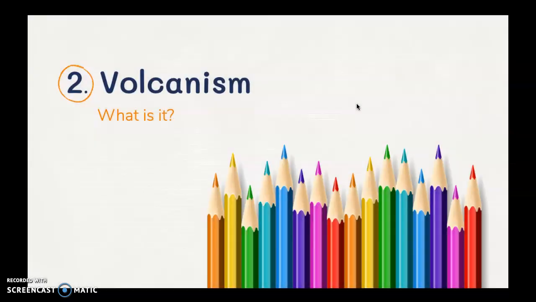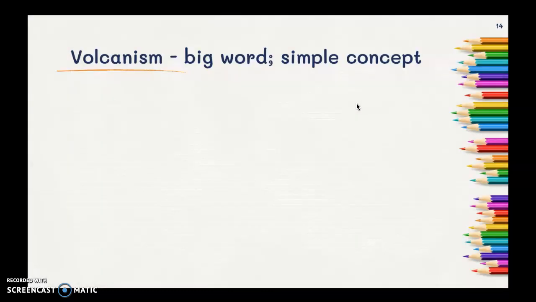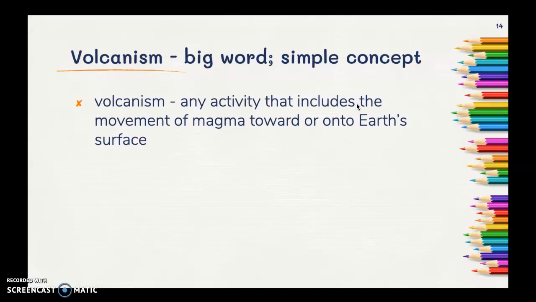2. What is volcanism? Volcanism is a big word, but really it's a simple idea. Here's the textbook definition: any activity that includes the movement of magma toward or onto Earth's surface. So that's it. Volcanism is making magma move. And it doesn't even have to quite get to the Earth's surface to still be called volcanism. So maybe the magma will just move partially upward. Magma is less dense than the surrounding rock, so it will rise. It'll bubble up like a cork bobbing on the surface of the water. It will want to get to the surface. But if it doesn't quite make it there, that's still volcanism.